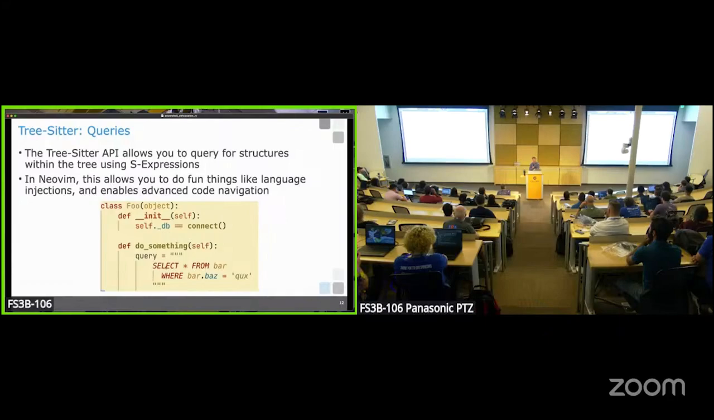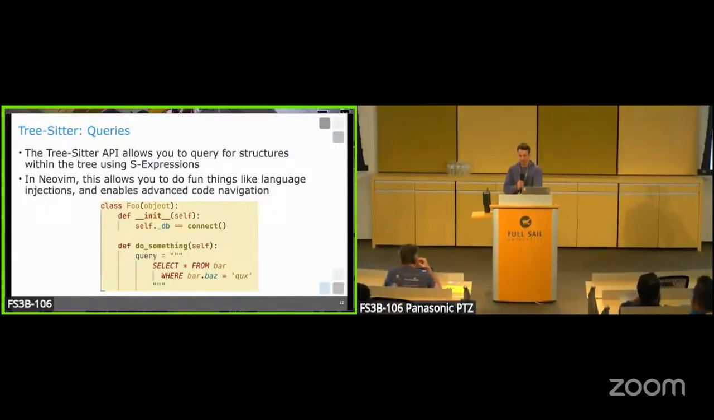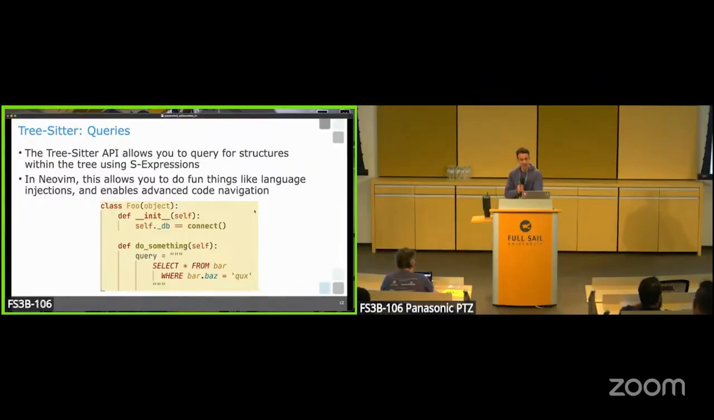If you look down at the bottom there, you can see that although we are in a multi-line Python literal, the text is actually highlighted as SQL syntax because I have told Neovim through the Tree-sitter API that anything that matches the query should be highlighted as SQL, more or less. So it lets you do all kinds of fun things like language injections, also advanced code navigation, automated refactorings. There's actually a really cool ecosystem of tools that has cropped up around this.